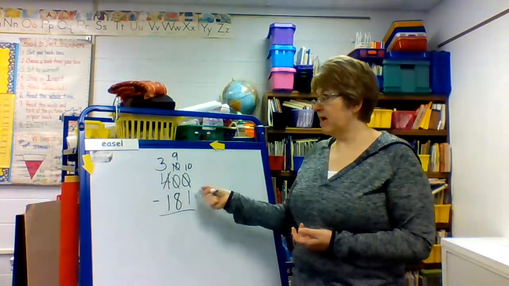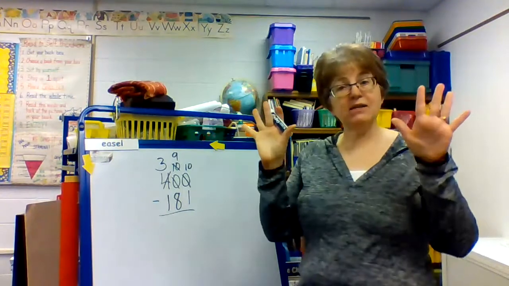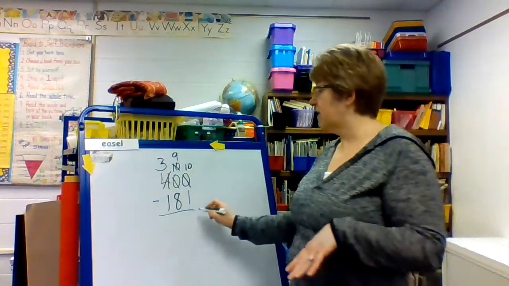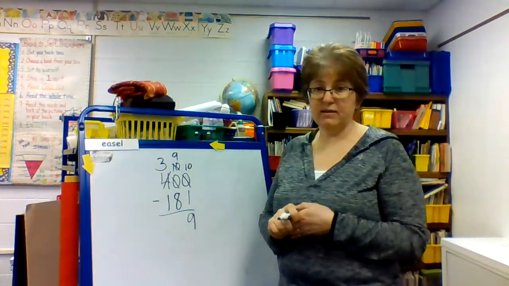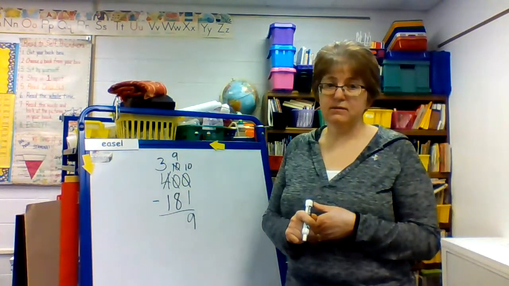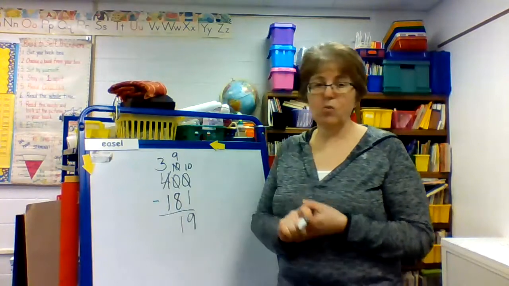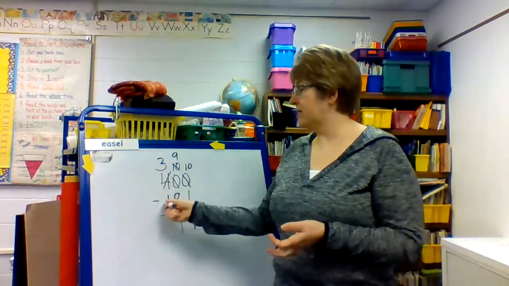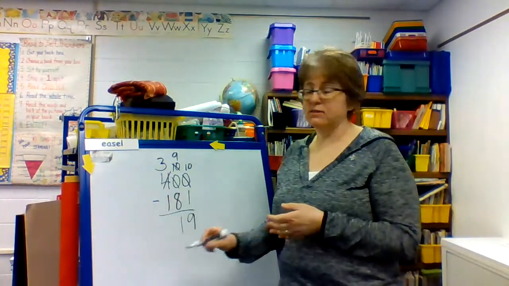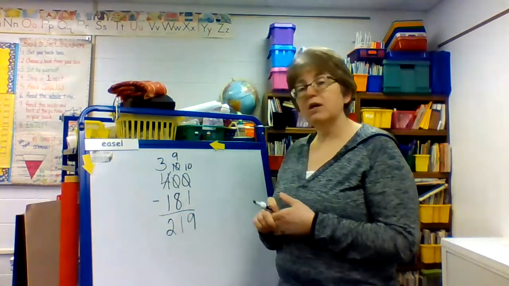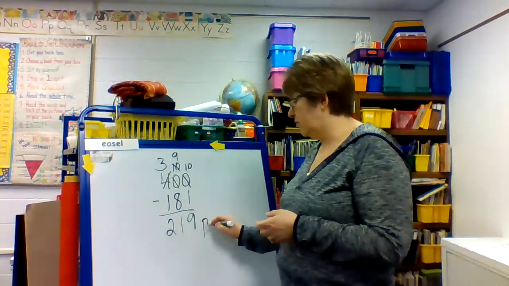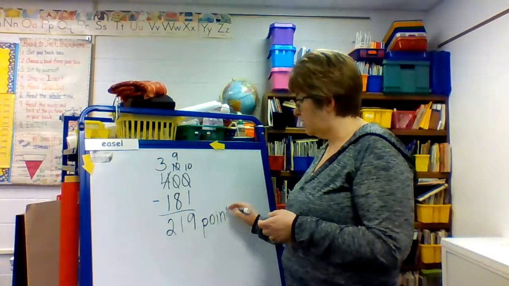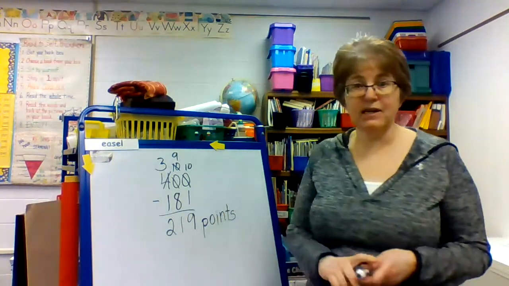So now 10 minus 1. If I have 10, take 1 away, that leaves me with 9. 9 minus 8 gives me 1. And 3 minus 1 equals 2. So he scored 219 points in that second year. It's a lot of points, isn't it?